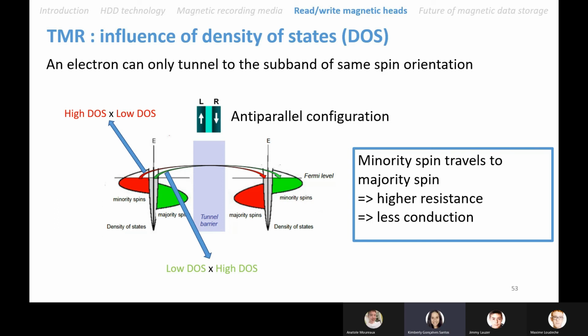Yet we've seen that the probability for an electron to pass a potential barrier is proportional to the product of the density of states on both sides of the barrier. This means that in both cases, we'll have a high density times a low density. Such a configuration corresponds to a high resistance state and therefore can be described as the anti-parallel configuration.